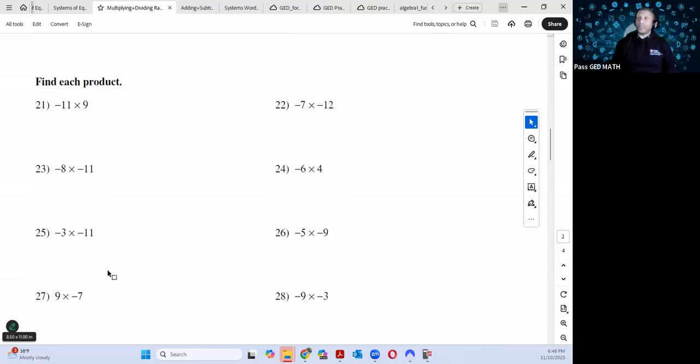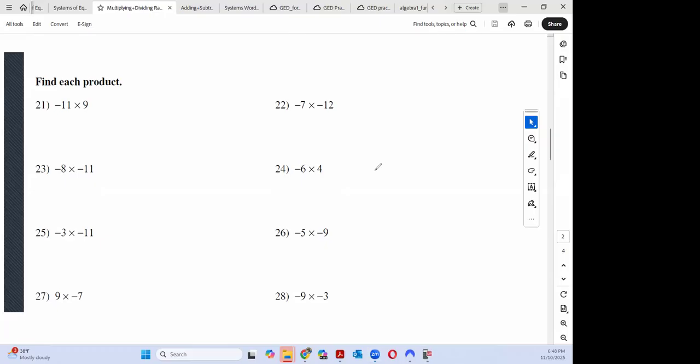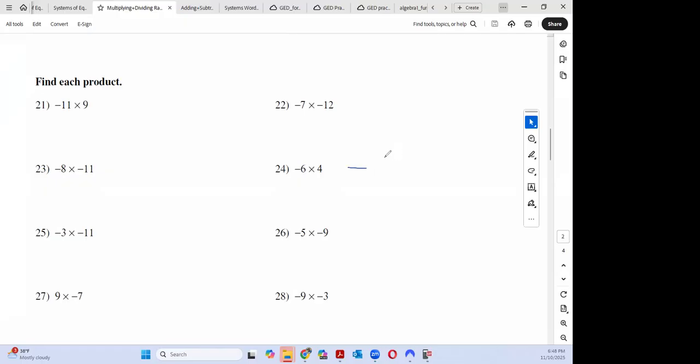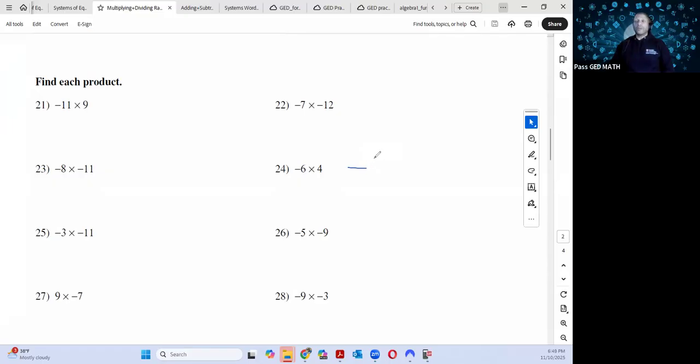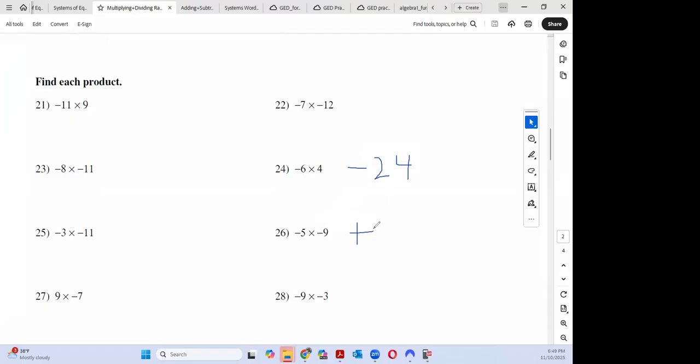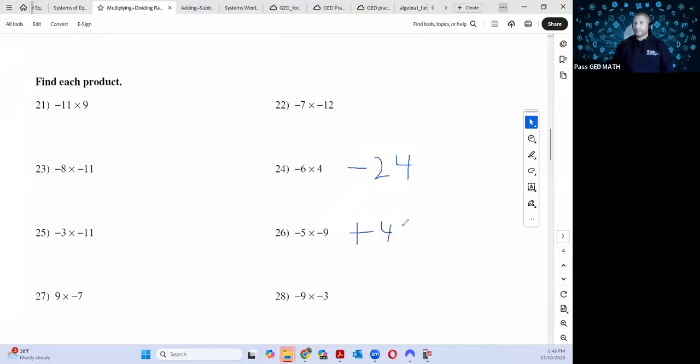Let's go to multiplication. Real easy. Number 24. Is the answer positive or negative? Negative. What's 6 times 4? 24. So my answer is negative 24. Number 26. Is my answer going to be positive or negative? Positive. What's 5 times 9? 45. That's it. You should never have problems with sign numbers again.